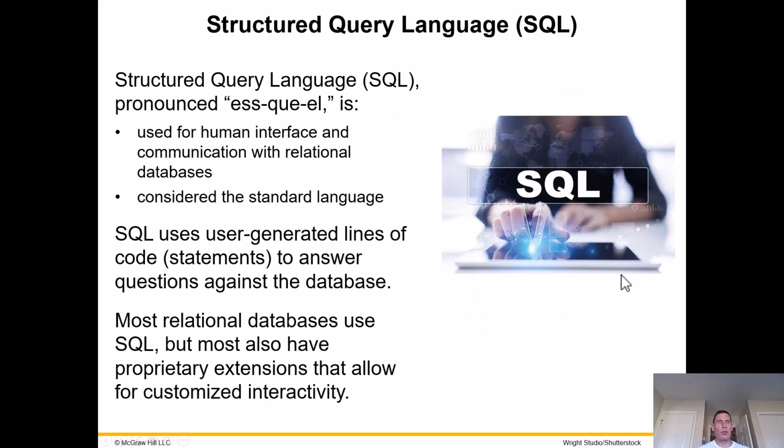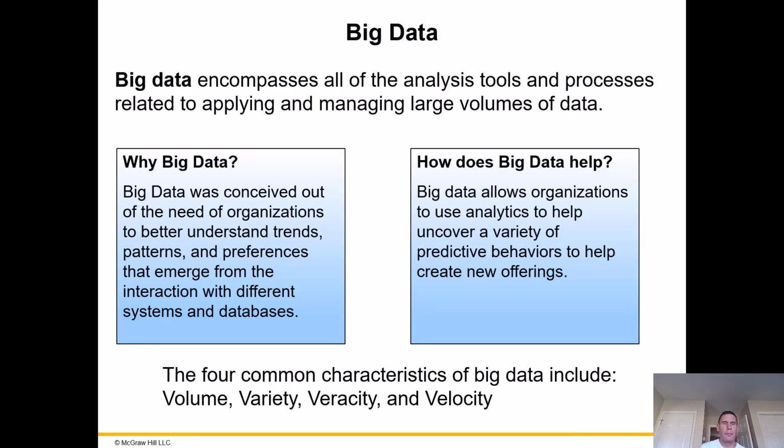So SQL, structured query language. SQL is used for human interface and communication with relational databases. It's considered the standard language. SQL uses user-generated lines of code, which we call statements, to answer questions against the database. Most relational databases use SQL, but most also have proprietary extensions that allow for customized interactivity. So maybe something more unique to a particular company, for example.